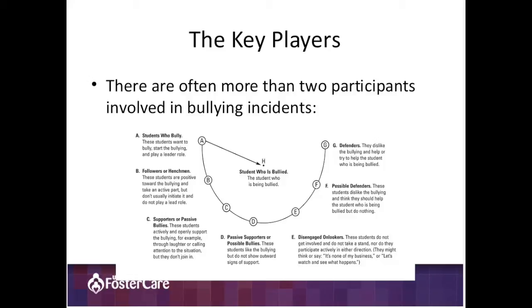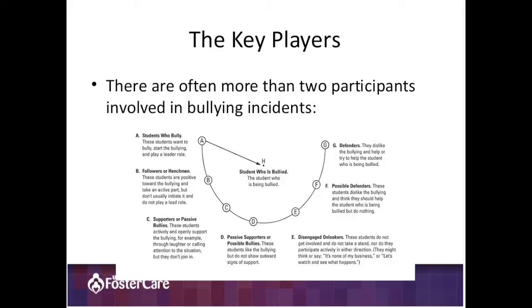But these students just kind of stand there. They might even just walk away. They might not stand there and watch, because if they did, they would be considered passive supporters. So they're very disengaged from the situation, and they kind of just wash their hands of it and say, you know, it's not my business, it's not my place to get involved, this isn't my fight, I'm not going to participate, and they just kind of sit back and watch it happen from a distance.